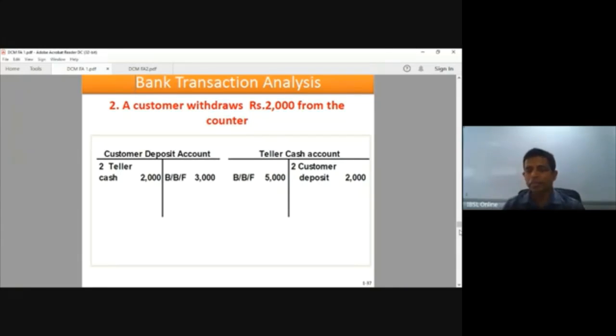Why do we credit the teller cash account? Because our cash is an asset. We give away cash equivalent to 2,000, a decrease in asset. And when a customer withdraws some money, our commitment to that customer gets reduced. Liability decrease. Liability balance: credit increase, debit decrease, right?